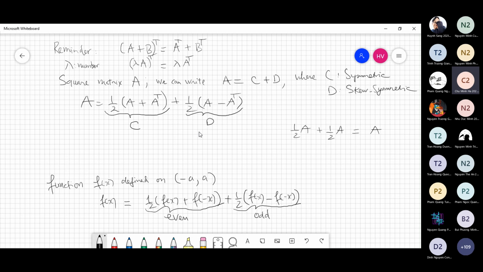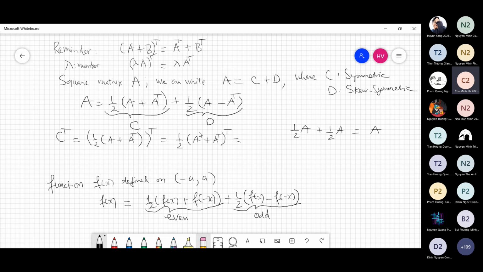So to do this, let's take the transposition of C. So CT. This means you take the transposition of 1/2 of A plus AT, and then T. Now you apply this property: lambda A transposed. You can draw lambda out, so we obtain 1/2 out. So A plus AT, and then T.